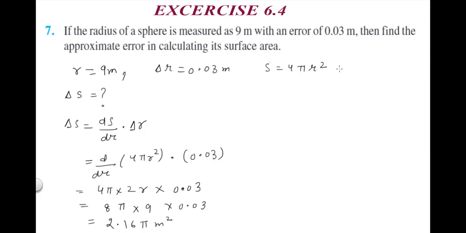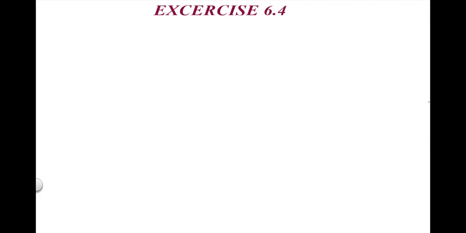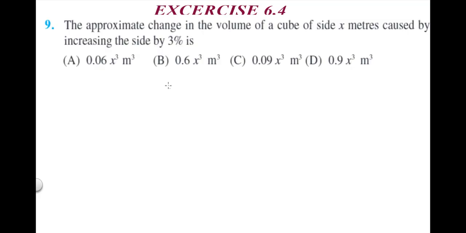Now the last question for today that I am going to discuss is question number 9 of the exercise. In question number 9, the approximate change in volume of a cube. So let V be the volume and the change in volume be represented with delta V. So we actually have to find delta V. Change in volume of a cube of side x meters, caused by increasing the side by 3%. So what will be delta x? 3% of x, which is 0.03 x. Observe carefully, we have done this in the last to last question. There it was just a 1% change and the question is exactly the same.